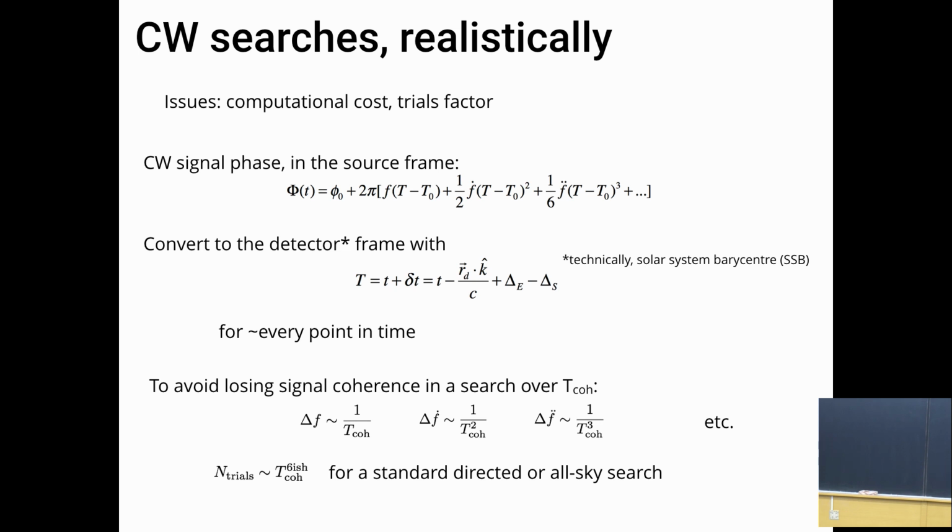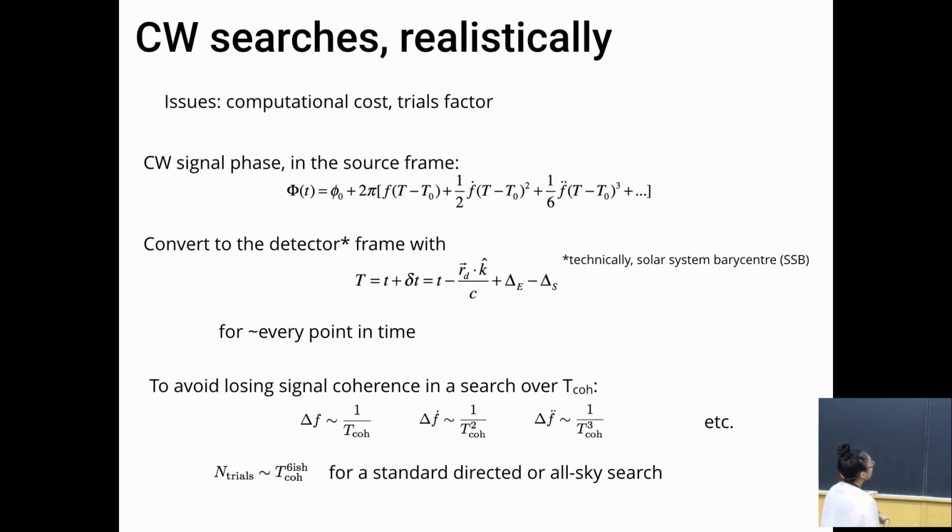So when you do all of this, let's say you're doing a search for one sky position, and you're looking at a young neutron star, so you have to go to f double dot, or the second time derivative. That means the number of trials is related to t co to the 6. And I'm saying 6-ish because there is also a little bit more dependence on some other things and how you set up your code.